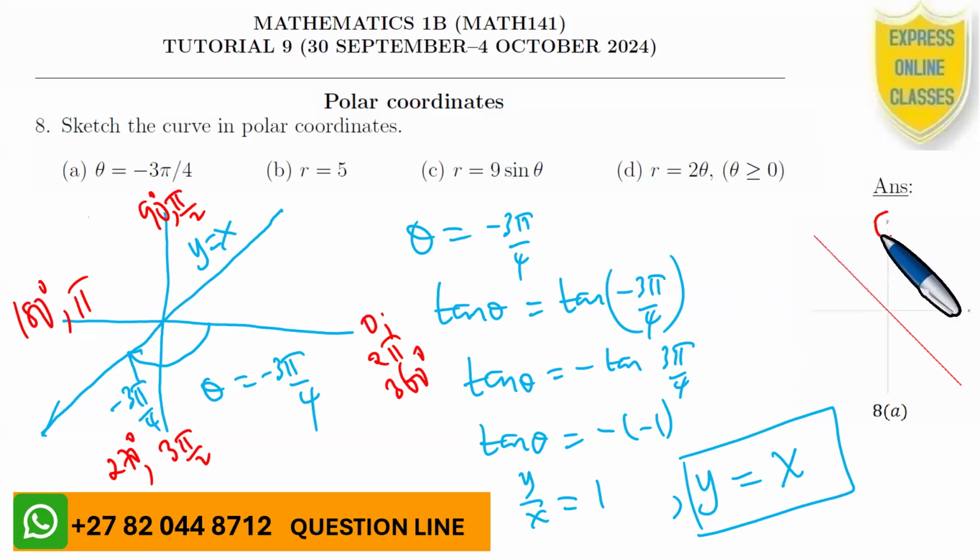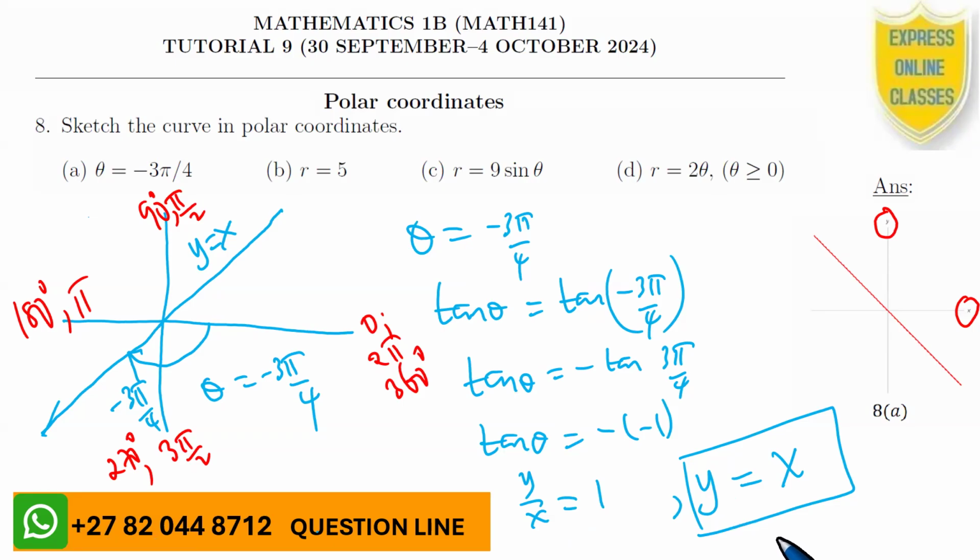Because I've drawn it in two ways. This is the y-axis and this is the x-axis. So we can also convert it from the polar coordinates to rectangular coordinates. If you take the tangent both sides, you have the tangent of minus 3 pi over 4, it becomes 1. And the tangent is y over x, and therefore this means that y is equal to x. Right, so we continue.